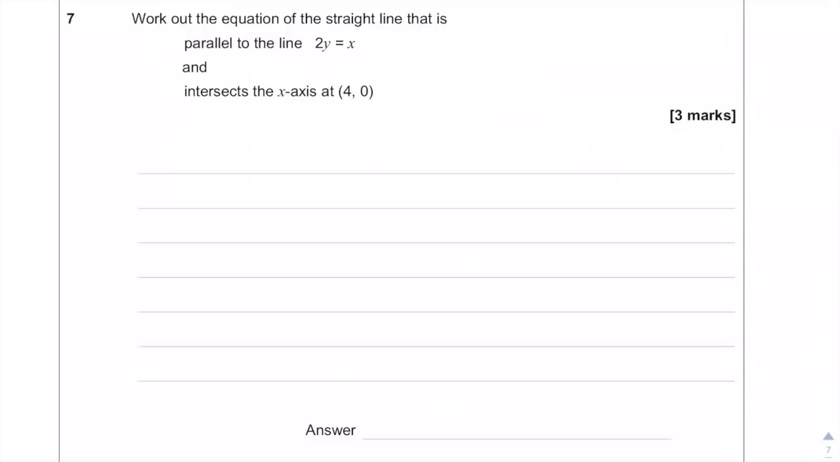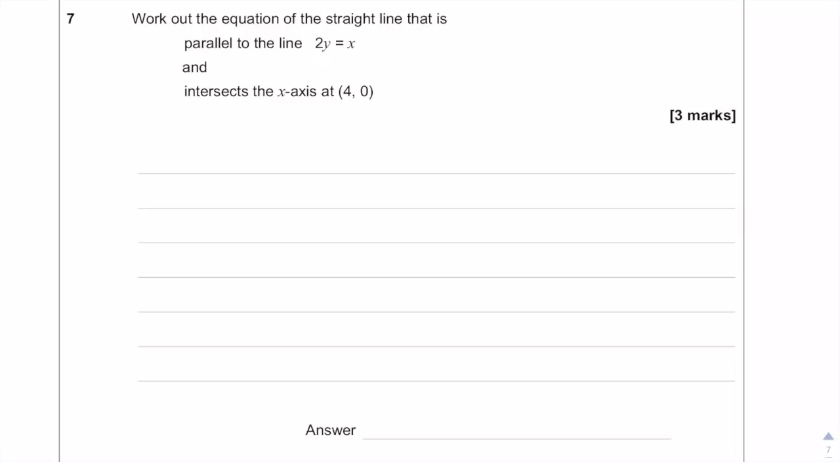Question 7. Work out the equation of the straight line that's parallel to the line 2y equals x and intersects the x-axis at (4, 0). Okay, so when I think of an equation parallel to a line, what I need to do is think about its gradient.